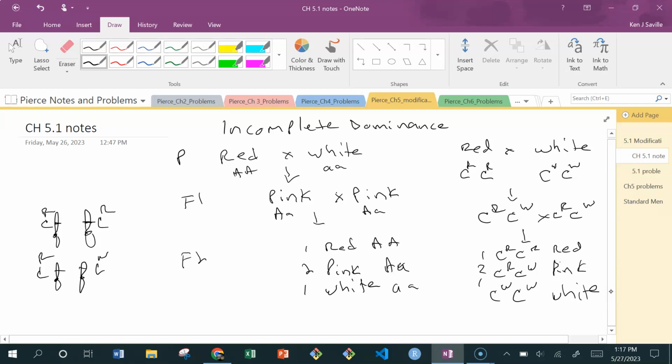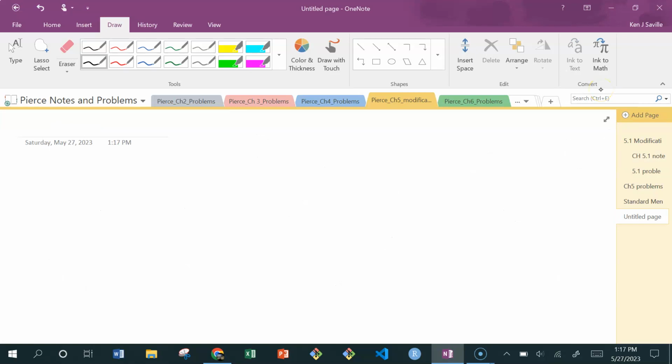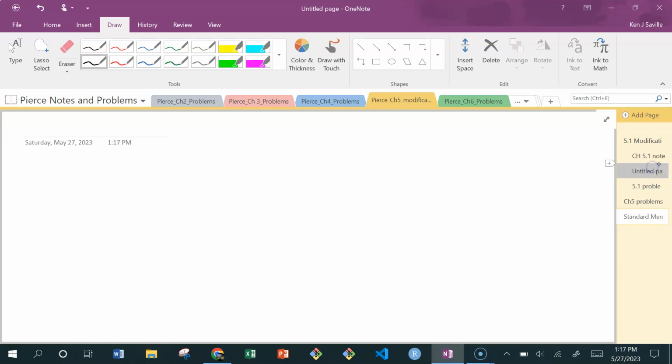So anytime you see a 1 to 2 to 1 ratio, that indicates that one gene is involved. That's critical here. So later we'll look at 9 to 3 to 3 to 1, and that's always a 2 gene situation. But 1 to 2 to 1 or 3 to 1 or some modification of that is always one gene. That's sort of a definition of one gene. So I'm going to move this up here.